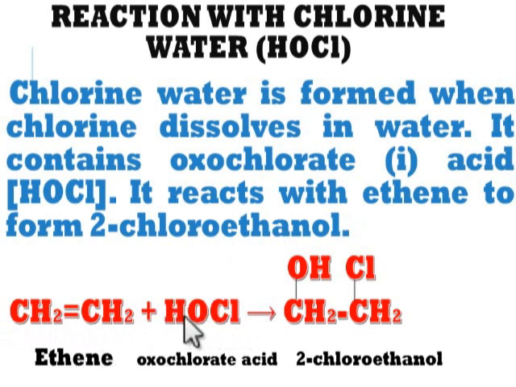Look at what we form here. The hydroxy, that is the OH here, will be attached to this guy, giving you CH2OH. Okay, good. Then the Cl attached to this guy, giving you Cl on top here. Then the double bond is now reduced to what? Single bond. And we call this 2-chloroethanol. That is how ethene reacts with chlorine water.